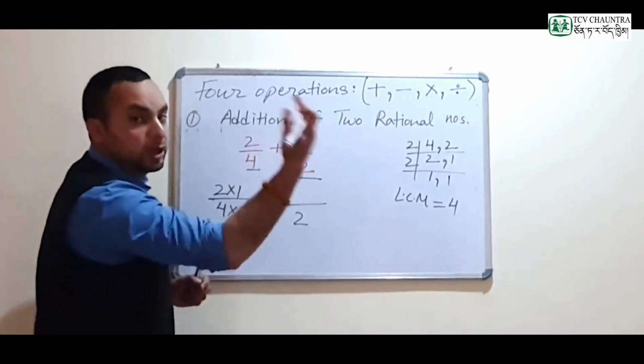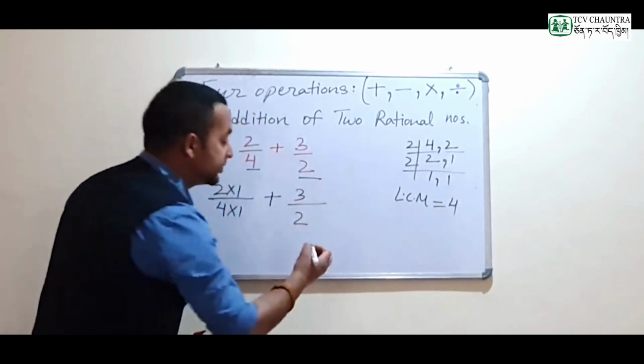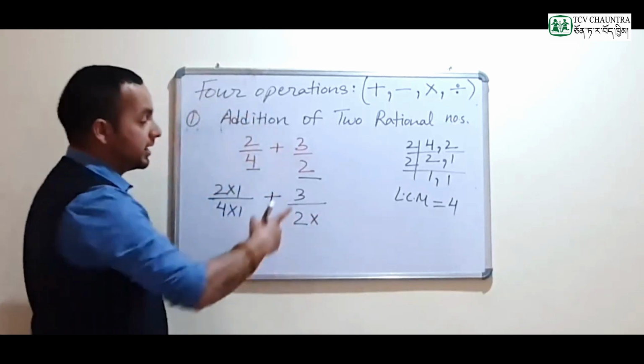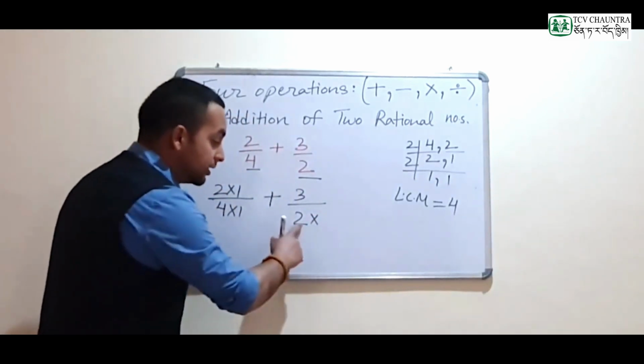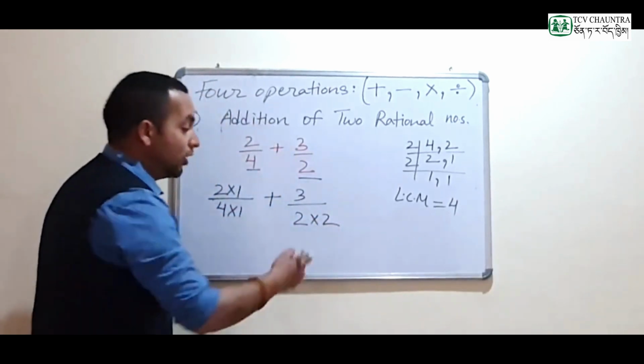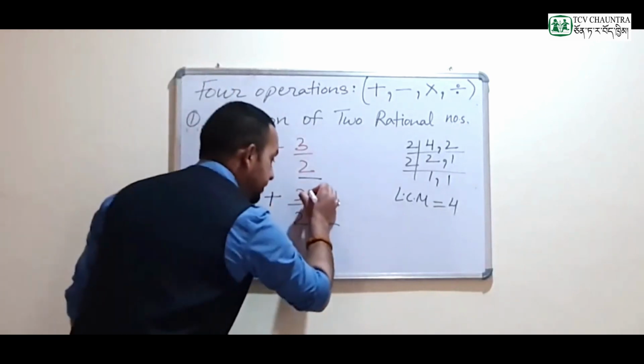The 2 we convert to 4. Whatever number we multiply in the denominator, the same number should be multiplied in the numerator. So 2 2s are 4.